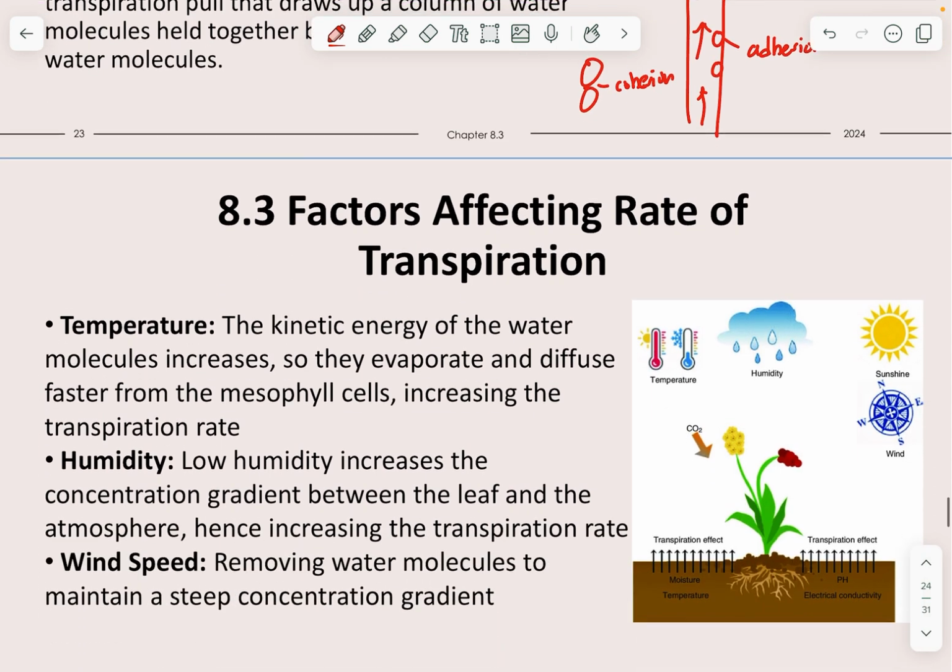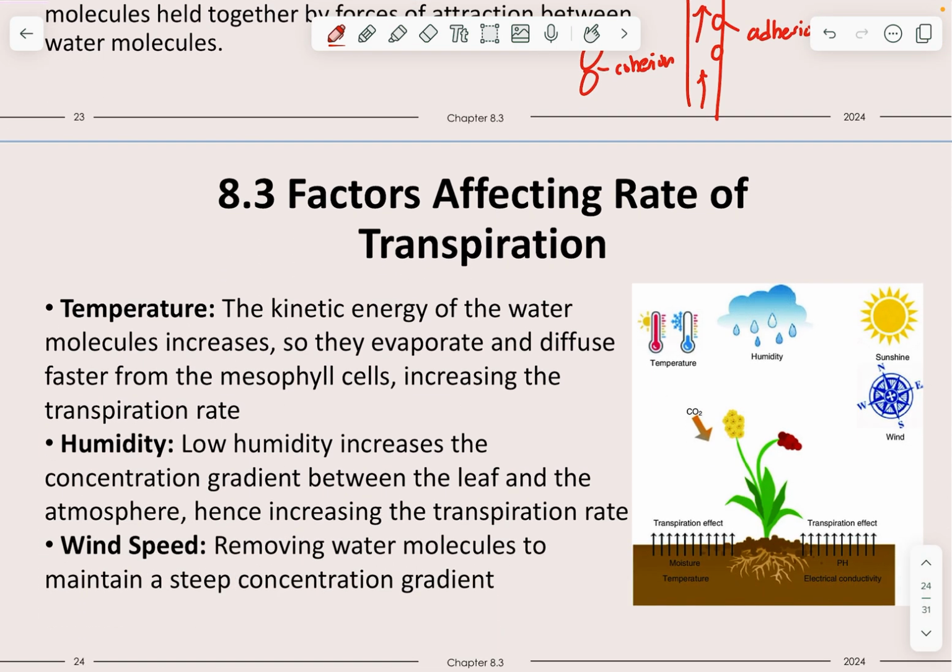Okay. So now we have finished transpiration. Now we talk about what can affect how much transpiration is going to occur. So we have three different factors. One of them is temperature. So we have to always relate back. It's always temperature, humidity, and wind speed.